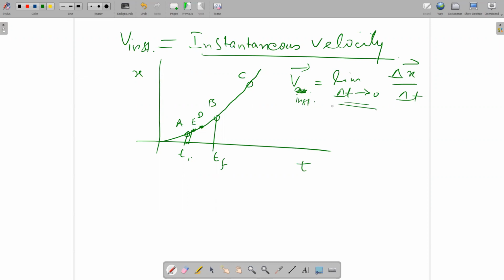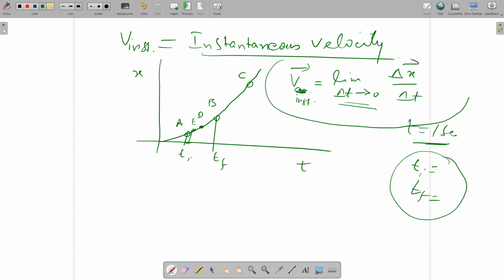So you are measuring actually the velocity at one particular time. If only one time is given, then this is your instantaneous velocity. But if two times are given, like Ti is this one and Tf is this one, then it means you are measuring the average velocity. So this equation is called instantaneous velocity, and we can write this equation in terms of mathematics.